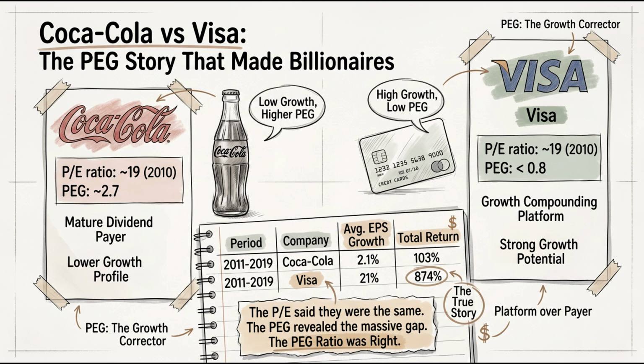From 2011 through 2019, Coca-Cola delivered a total return of 103%, while Visa delivered 874%. The price-to-earnings ratio said they were the same, but the PEG ratio correctly identified that one was a mature dividend payer and the other was a platform for compounding.